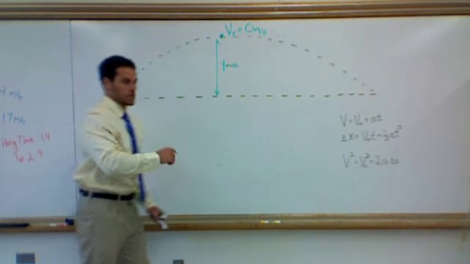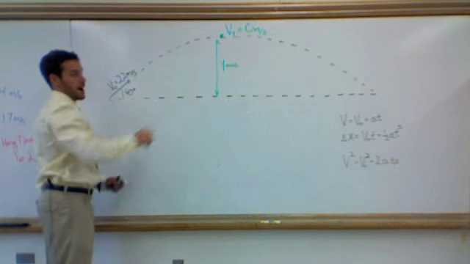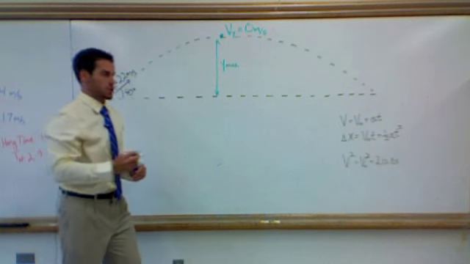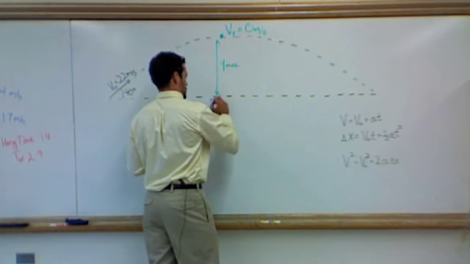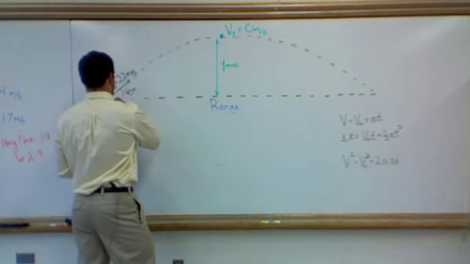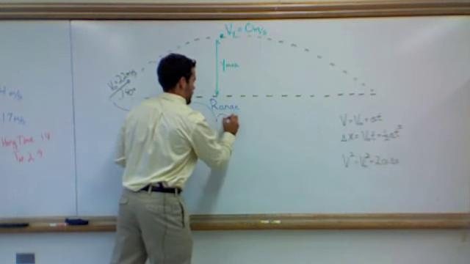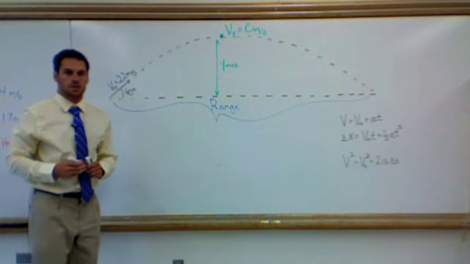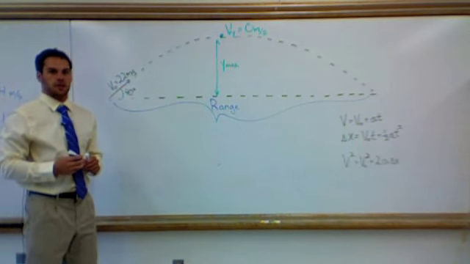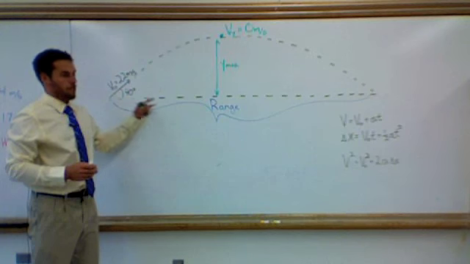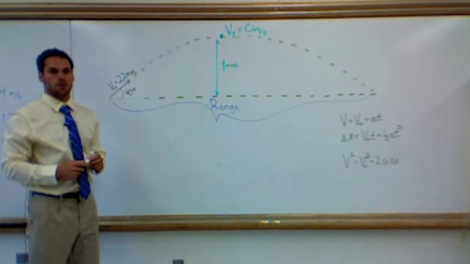Hang time is the total time up and back down. And the last thing we're going to be looking to find is the range. Range is the distance the projectile travels in the horizontal direction.